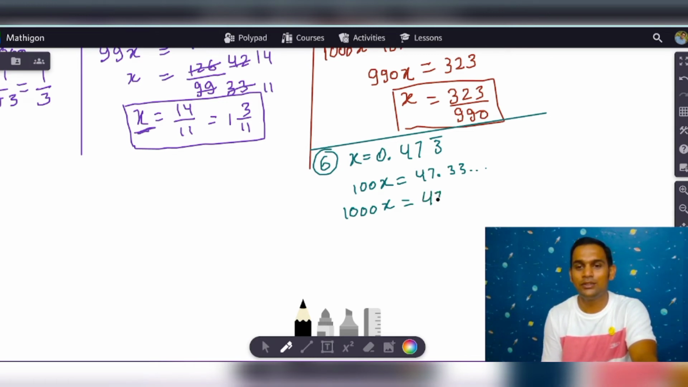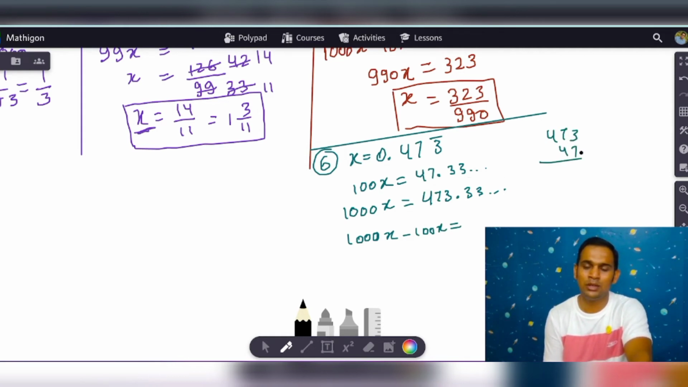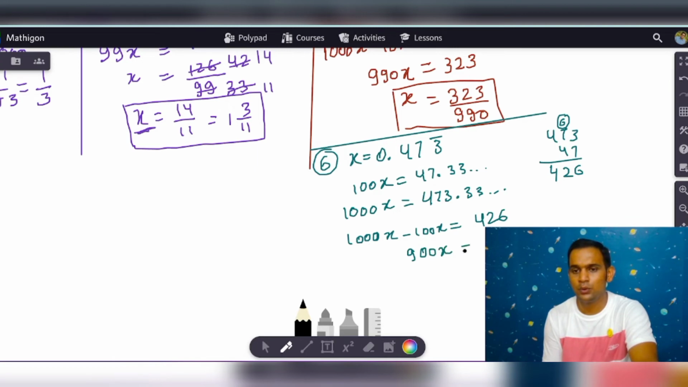So we get 473.3333..., and this continues. Now 1000x minus 100x. When we subtract, we get 473 minus 47, because after the decimal we have the same number, so they make it 0. 13 minus 7 is 6. We have taken one carryover, so this becomes 6. 6 minus 4 is 2, and then we have 4, so 426. So 1000 minus 100 gives us 900x equals 426. x equals 426 by 900.